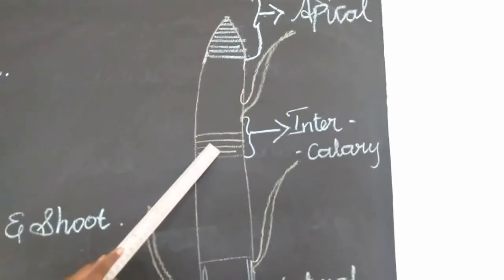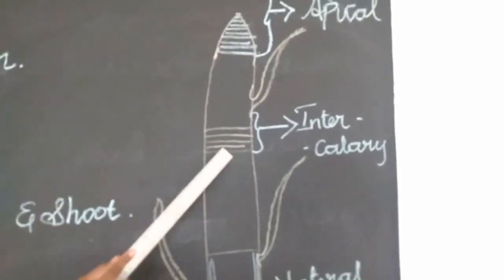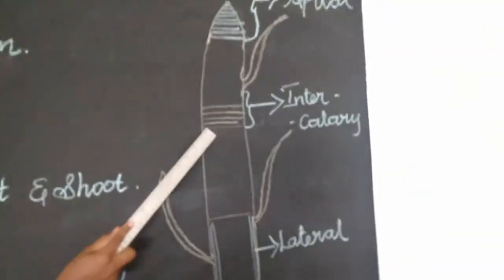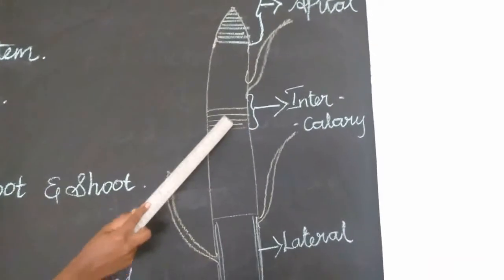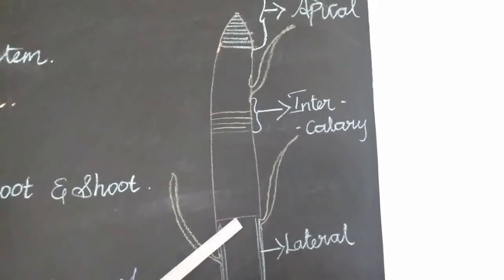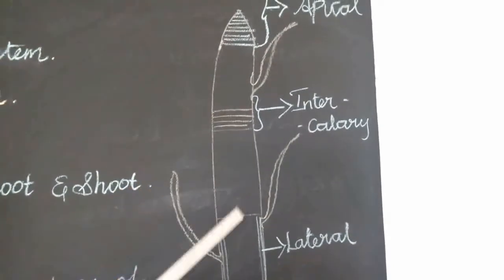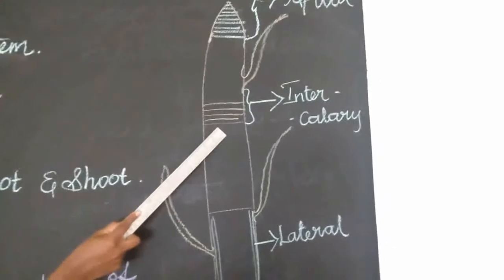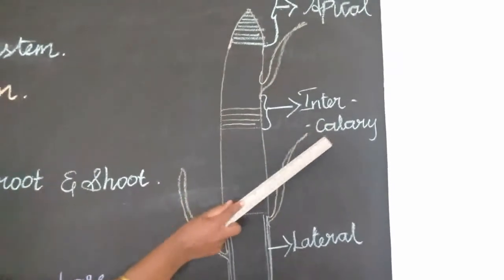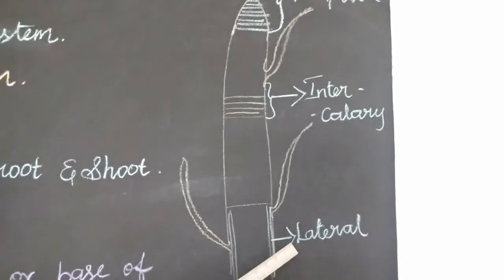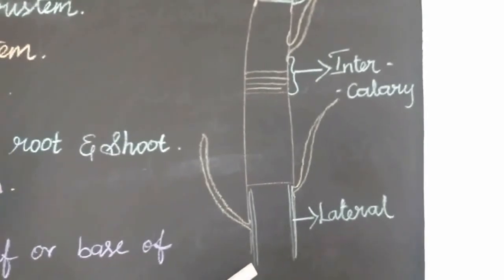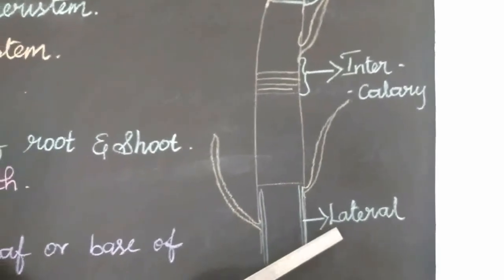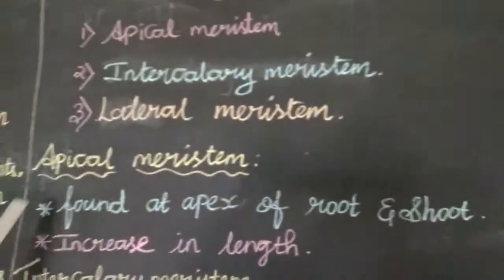The next one is intercalary meristem. Intercalary meristem is present at the base of the leaf, or what does that mean? It is present between the node and internodal region. So it is called intercalary meristem. The lateral meristem is located parallel to the shoot system. So it is called lateral meristem. Then let us see them one by one.